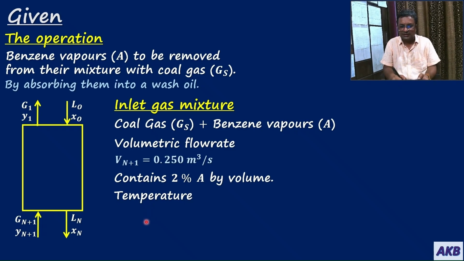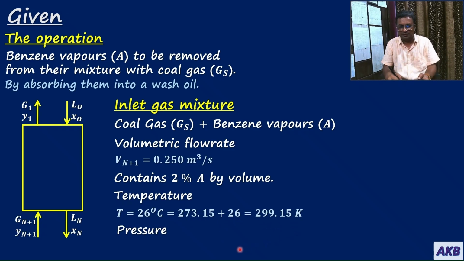Temperature of the entering gas mixture is given to us, it is 26 degrees Celsius. And if you convert it to Kelvin, it will be 273.15 plus 26, that is 299.15 Kelvin. Pressure is given to us. Pressure is 1.07 into 10 to the power 5 Newton per meter square. We need it in Newton per meter square, so we will keep it as it is. So this is the information that is available for the inlet gas mixture.